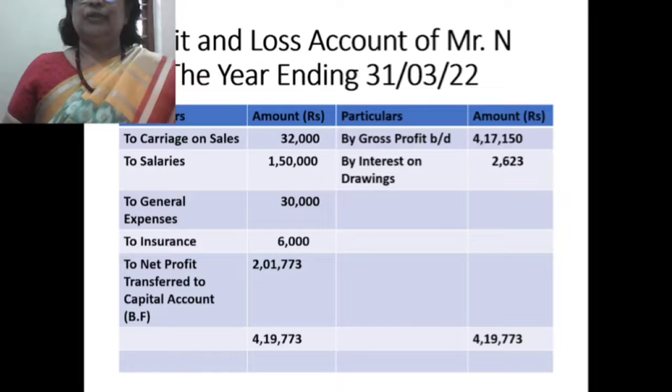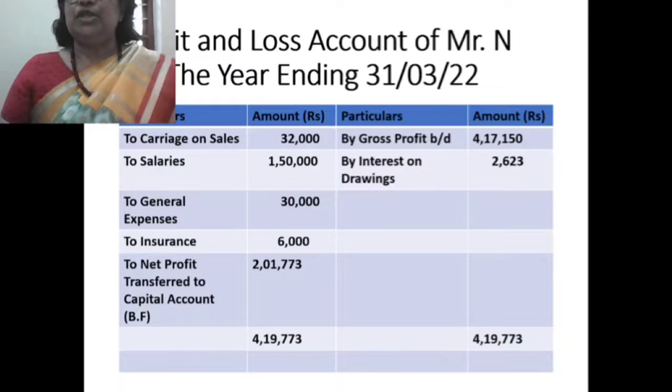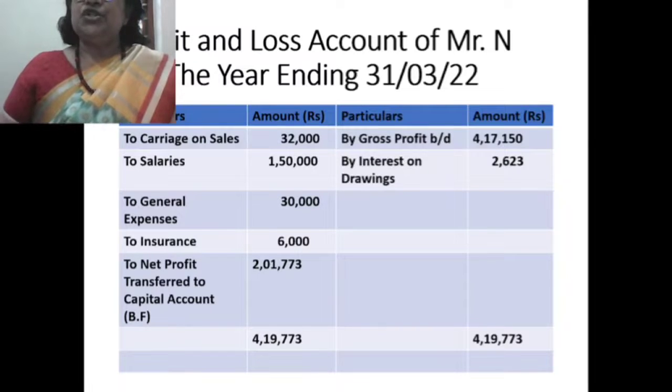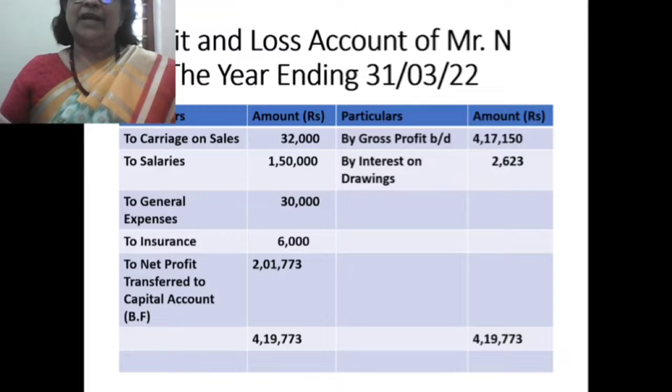Now we will prepare the profit and loss account by transferring gross profit to the credit side of the profit and loss account. Profit and loss account of Mr. N for the year ending 31/3/22. By gross profit brought down 4,17,150. By interest on drawings 2,623. Total is 4,19,773. That is the total of the credit side.